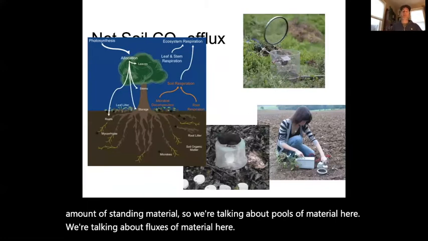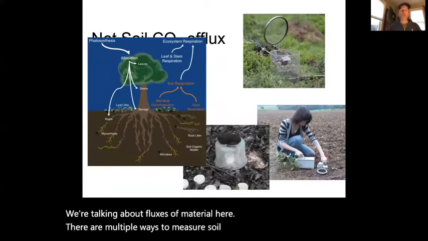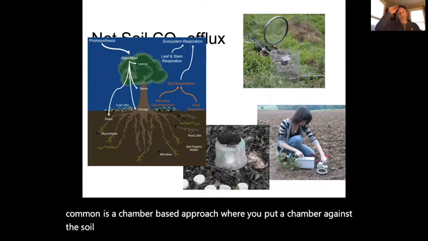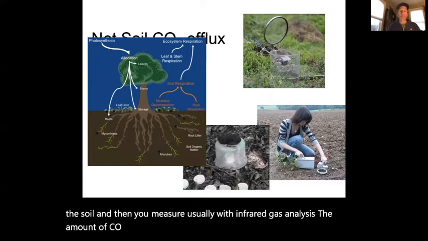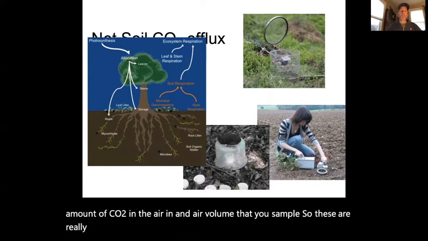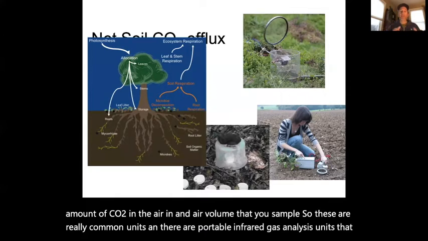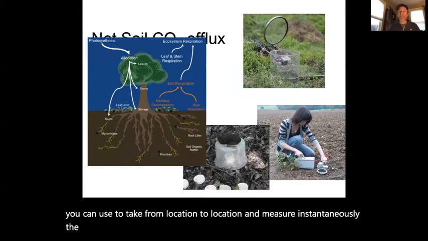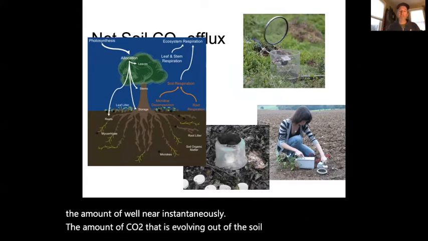There are multiple ways to measure soil fluxes of CO2, and one of the most common is a chamber-based approach, where you put a chamber against the soil and then measure, usually with infrared gas analysis, the amount of CO2 in an air volume that you sample. These are really common units, and there are portable infrared gas analysis units that you can take from location to location and measure, near instantaneously, the amount of CO2 that is evolving out of the soil into the atmosphere.